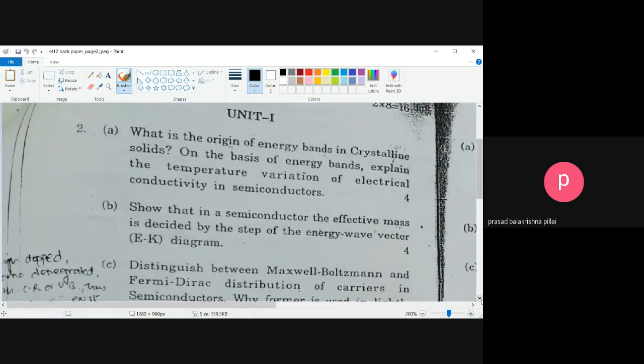So, what is the origin of energy bands in crystalline solids? On the basis of energy band, explain the temperature variation of electrical conductivity in semiconductors. I think you will be able to work it out. So you try to answer this question, write down the answers. Don't hesitate in writing the answers.